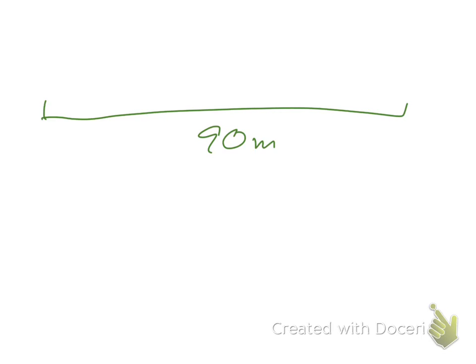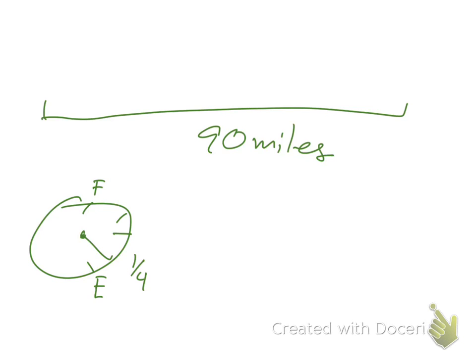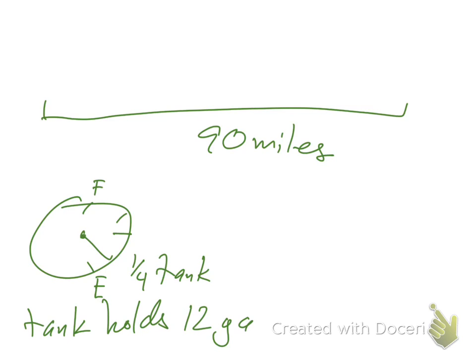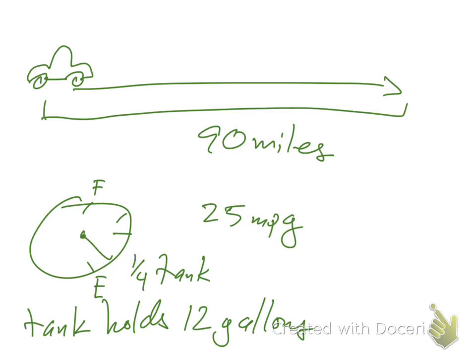So suppose that we are driving a car and we are driving 90 miles and we have one quarter tank of gas, and the tank holds 12 gallons, and the car averages 25 miles per gallon. I want to know, am I going to make it all 90 miles before I have to stop for gas?